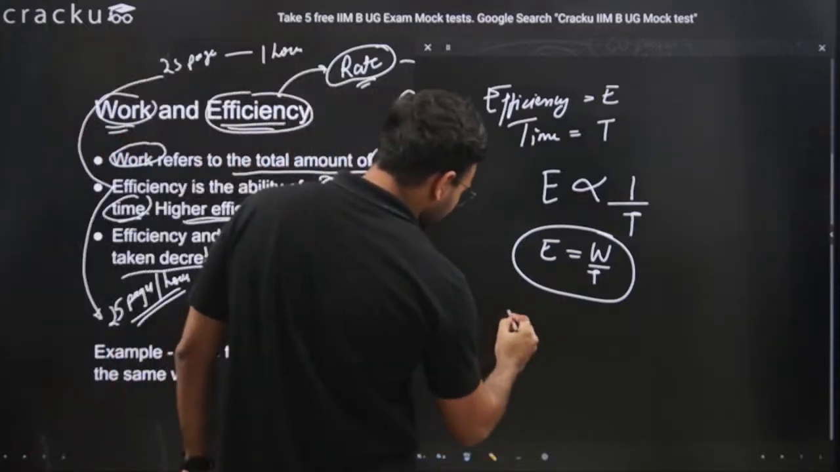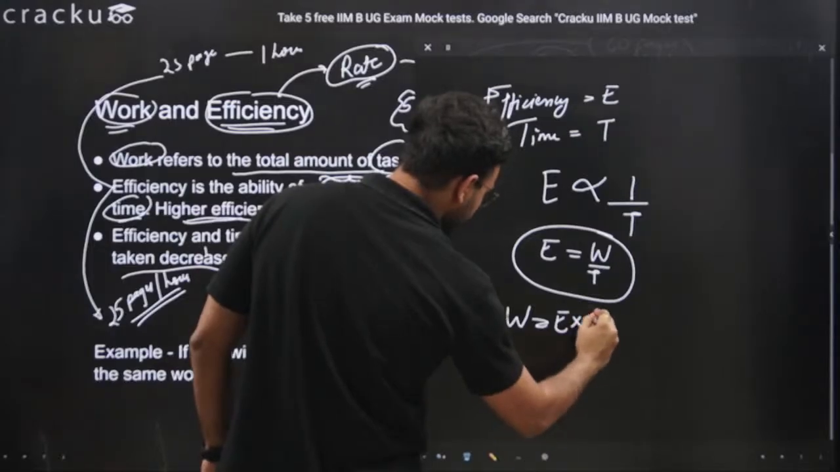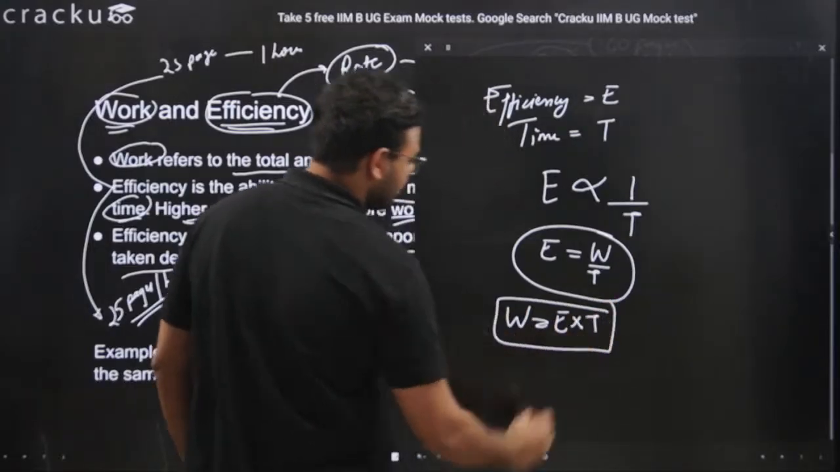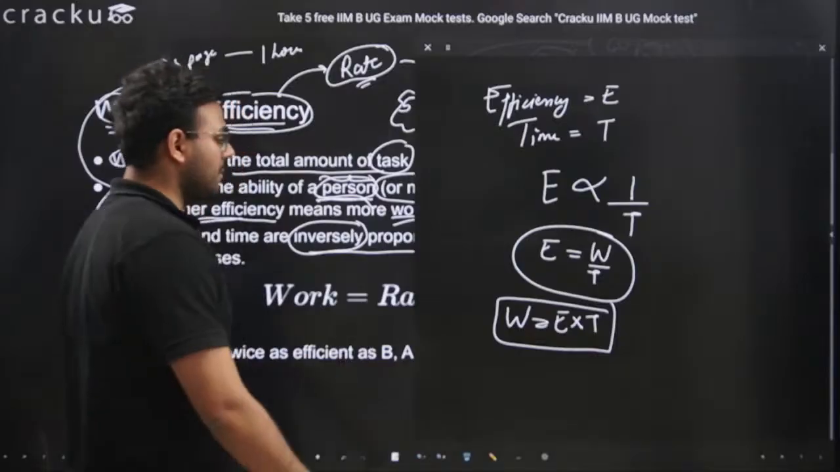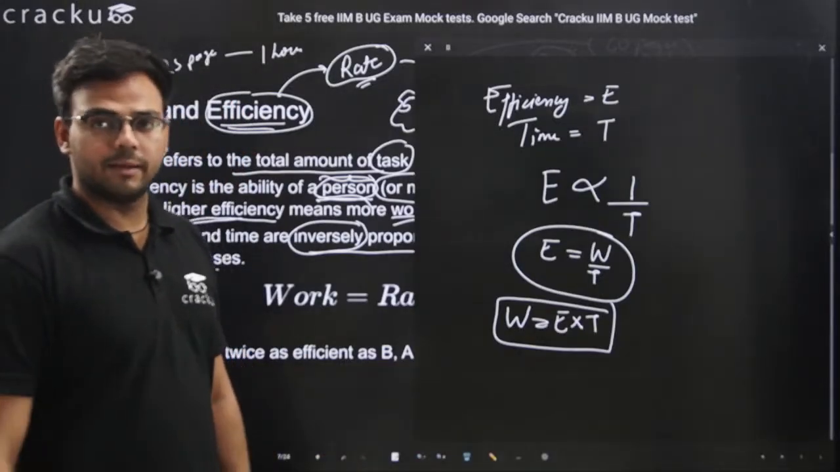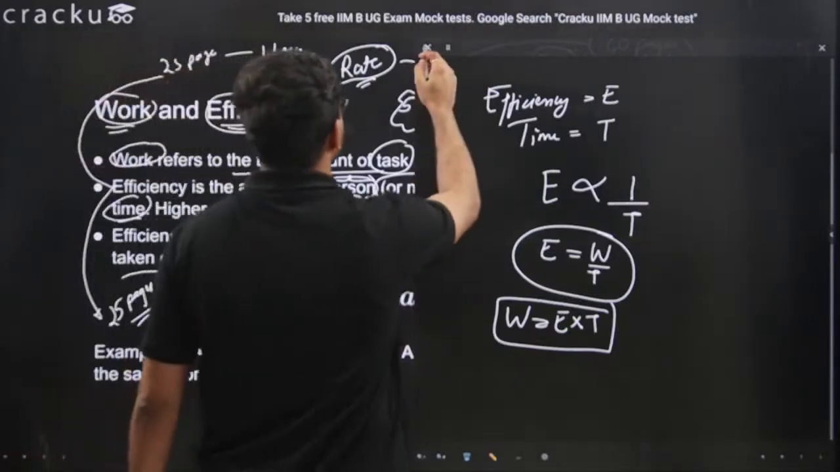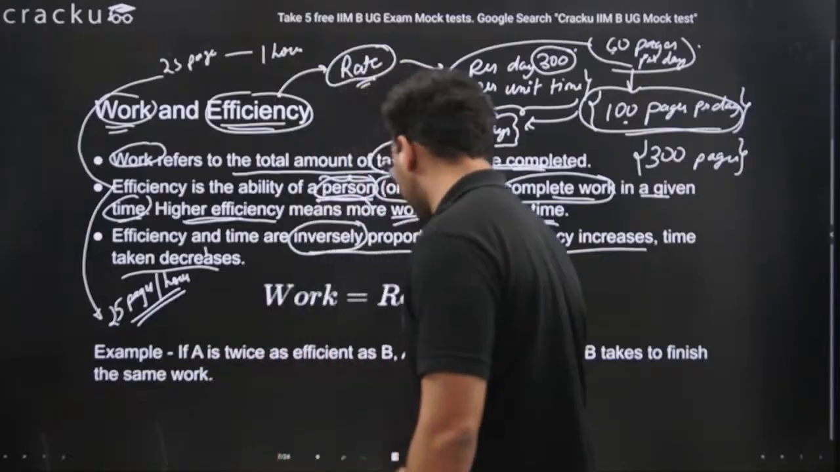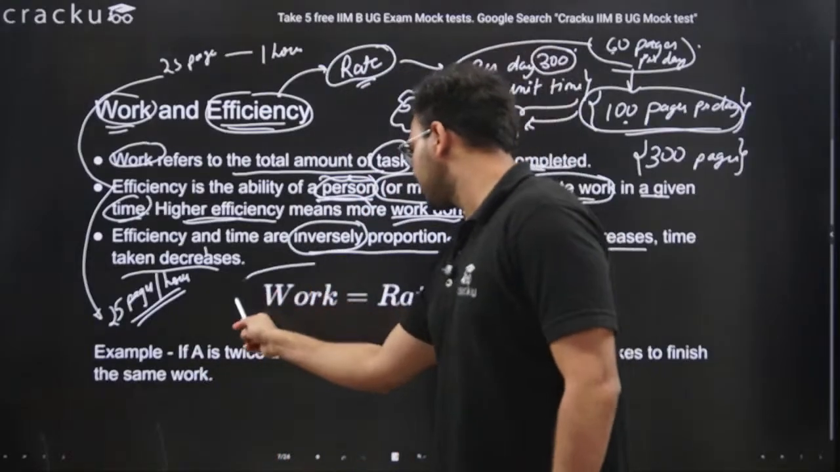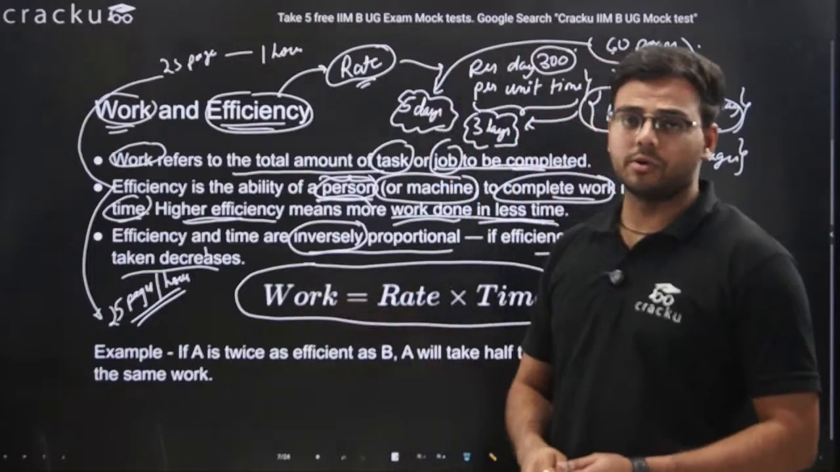I can get my first formula, which is W is equals to E into T. This is my first formula, which is work done is equals to efficiency multiplied by time. That is, work done is equals to rate multiplied by time. So this is my first formula, which says work is equals to rate into time.